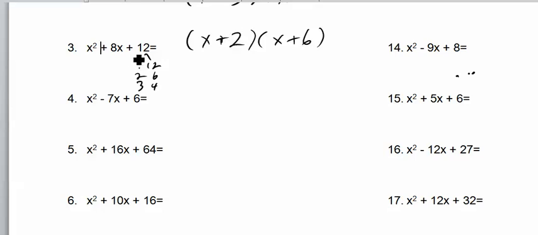But basically, when this is plus, both the signs are going to be the same. If this one is plus, they're going to be plus. If this one is minus, they're going to be minus. So let's take a look at the next one.